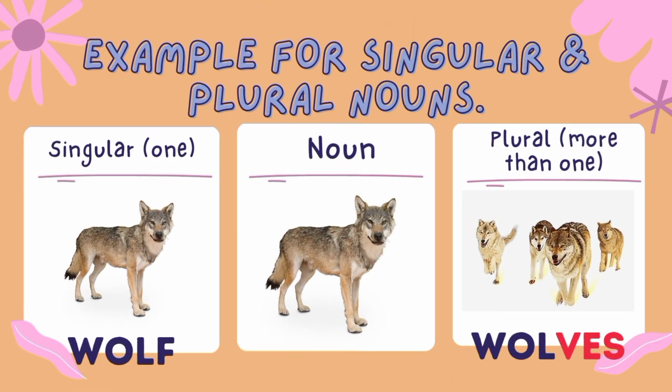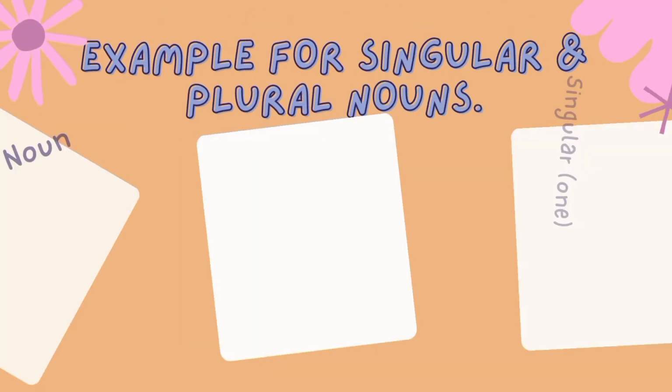The next example is wolf. For singular, we say it as wolf. But for plural, which is more than one, it becomes wolves. The spelling becomes wolves.